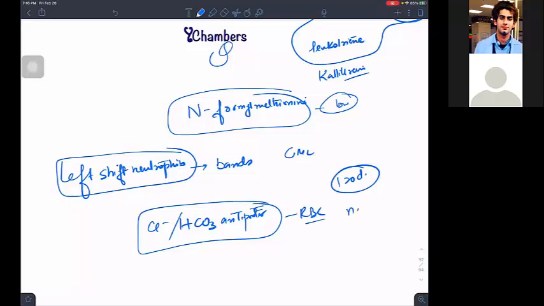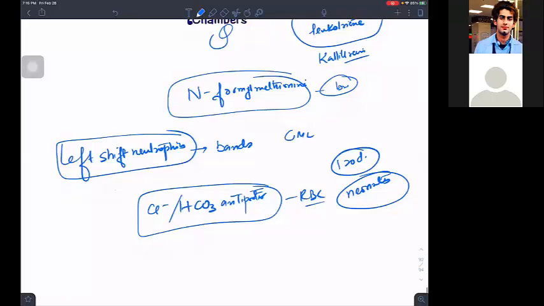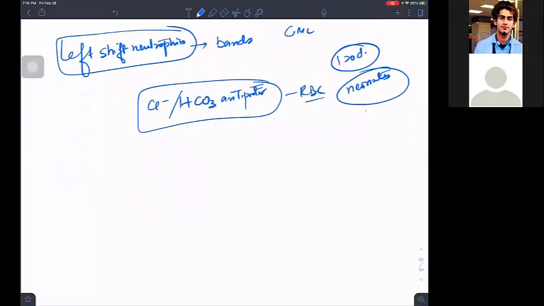What is the lifespan in neonates? 60 to 90 days. In neonates, the lifespan is 60 to 90 days. Okay, very nice answer. Can you tell us what is a reticulocyte? Reticulocyte is equal to an immature RBC, isn't it? Immature RBC.